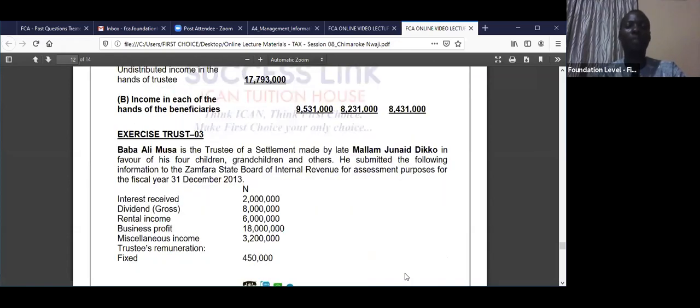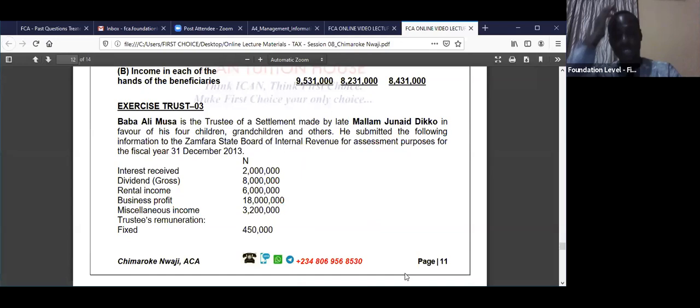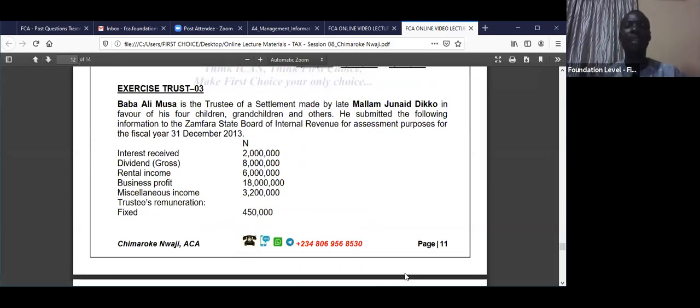Let's get to example number 3, and we'll show you that all the questions are similar. And this is one question that you can score. If it's 20 marks or 25 marks, you're going to get all of them. Baba Ali Musa is a trustee, so I will say Baba Ali Musa's trust. Sorry, Baba Ali Musa is the trustee, so he is not the one who created the trust. So don't get it confused like I almost did.